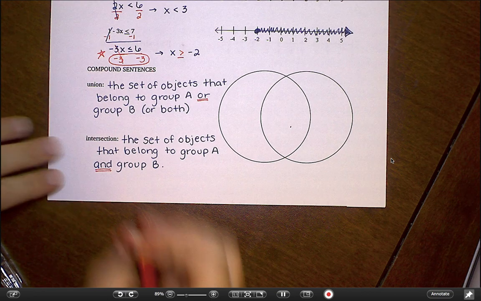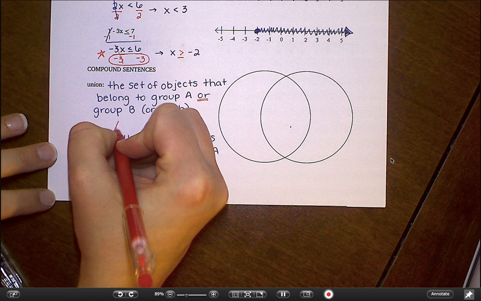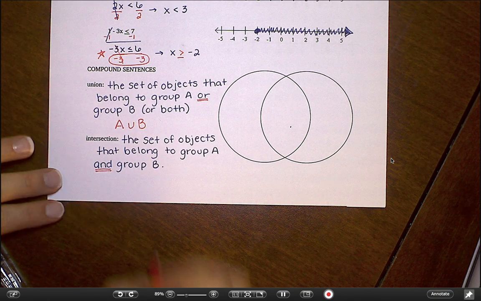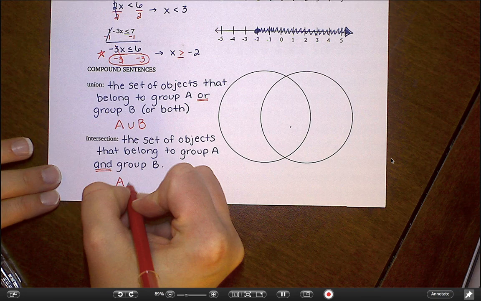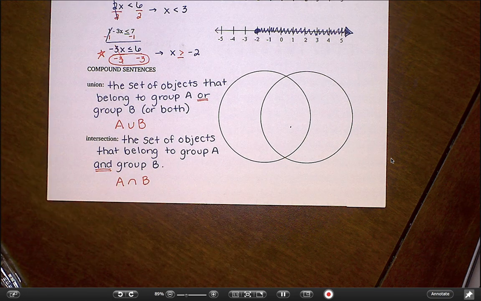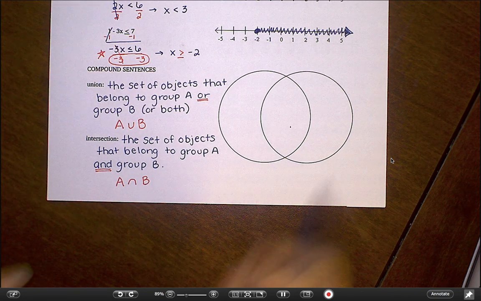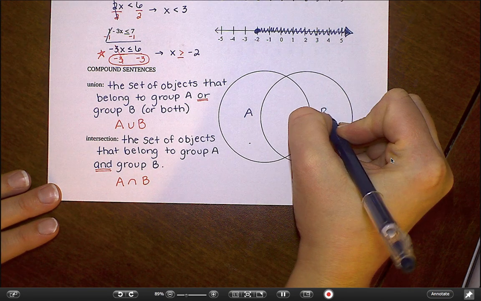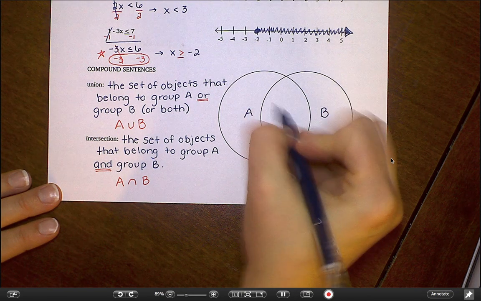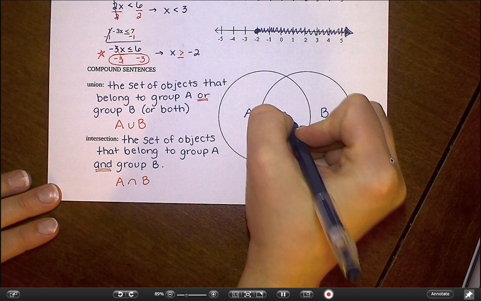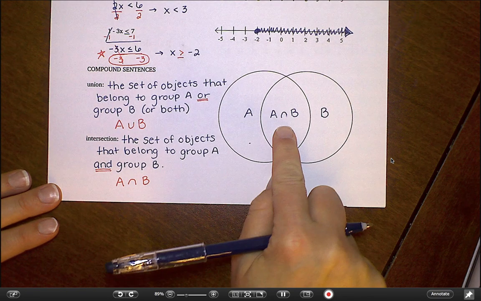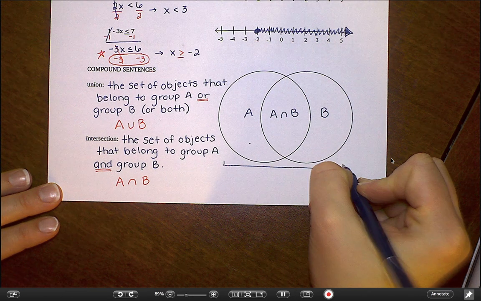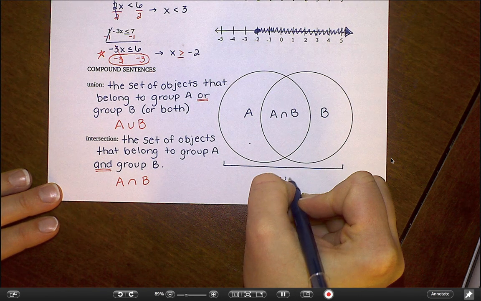I'm going to throw in some symbols here. The union, we use this symbol that looks like a letter U. Okay, that's the symbol for union. Intersection is that same symbol flipped upside down. So this is the symbol for intersection. And if you're looking at the Venn diagram here, if this first circle represents group A and the second circle represents group B, this area here in the middle represents the intersection. Okay, so these are the things that are in both groups at the same time. And if I put everything in both circles together, that represents the union.